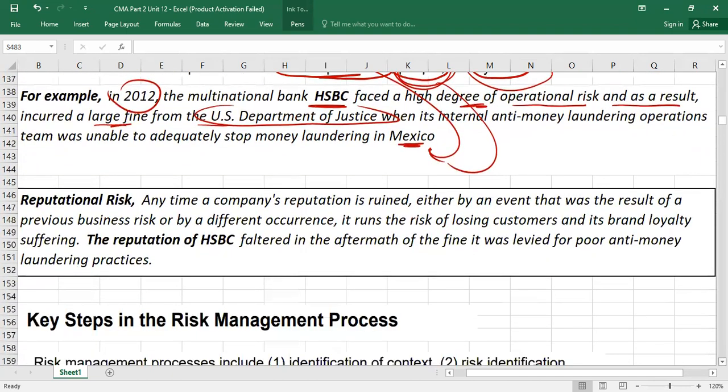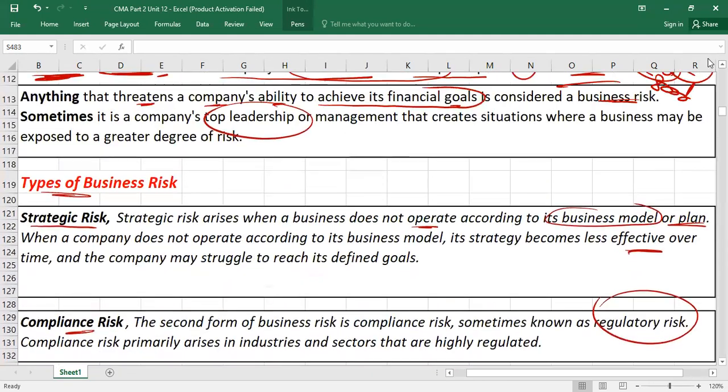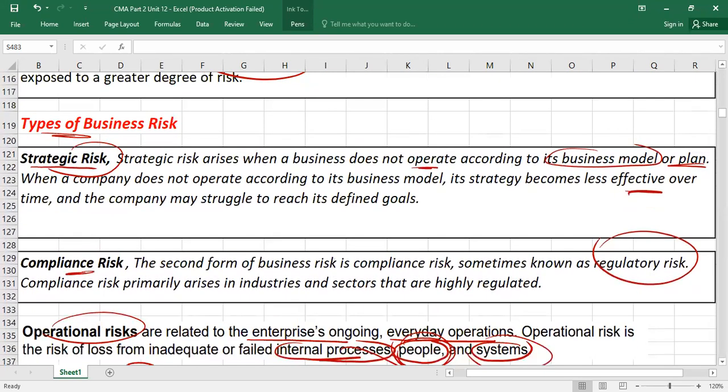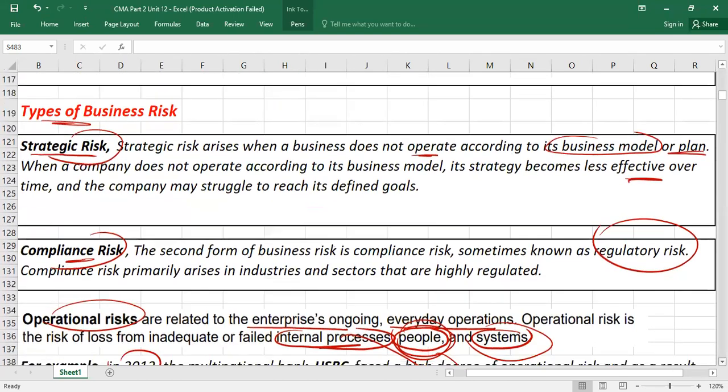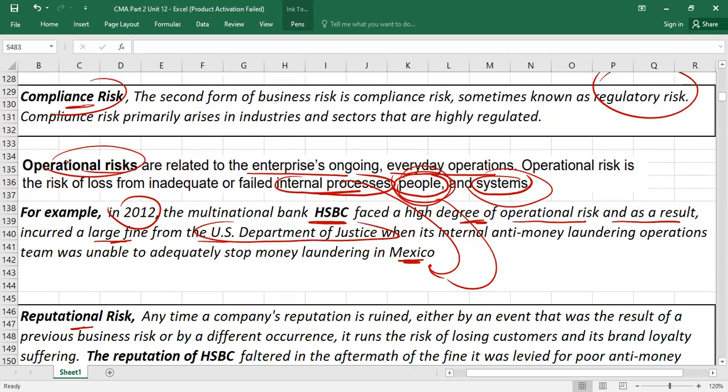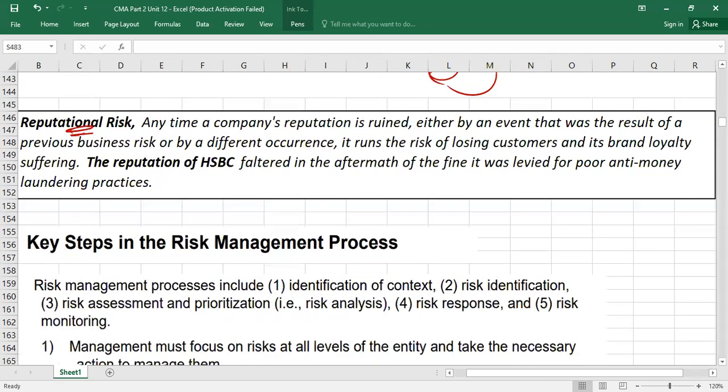Then here we have reputational risk. This is the fourth type of business risk. Look here, guys, in business risk I used four keywords. I said strategic risk is a business risk, which can arise due to failure of strategy. Compliance risk, maybe you are not following laws and regulations. This is the second type of business risk. Operational risk, the risk which may arise due to failure of internal processes, people, and systems. And then we have reputational risk, the fourth one, which is a part of business risk.